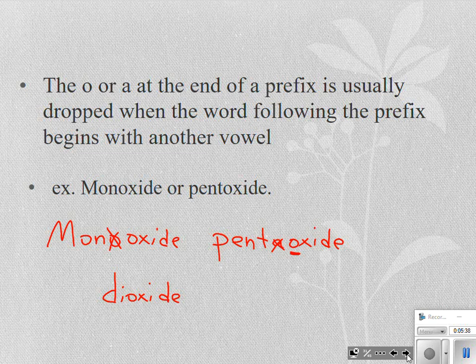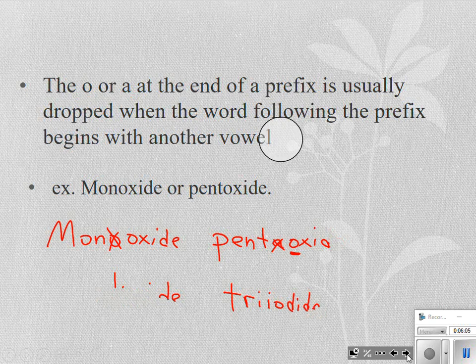Now here's one. What do you think about this? Triiodide. That looks funny, doesn't it? It looks funny, but that's how we do it. Okay? That's how we do it. Because we only do it for an O or an A.